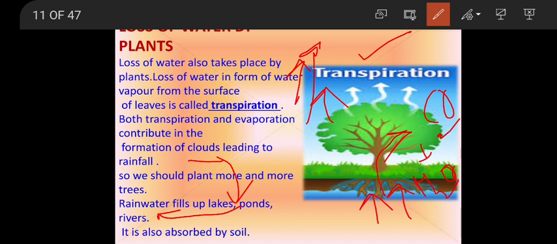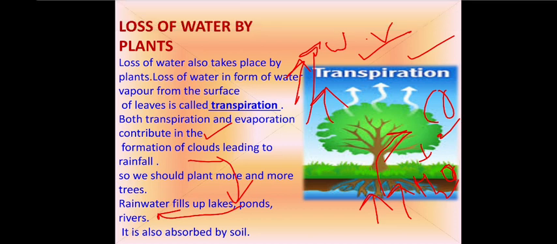So wherever there are trees, jungles, forests, this transpiration process takes place. Because of transpiration, water vapor will evaporate and get accumulated in the upper layers of the atmosphere, helping in the formation of clouds. That's why we say trees bring rainfall.